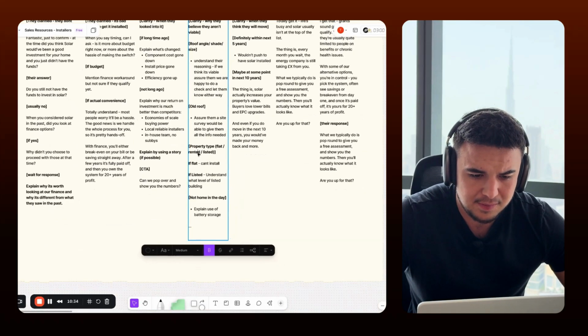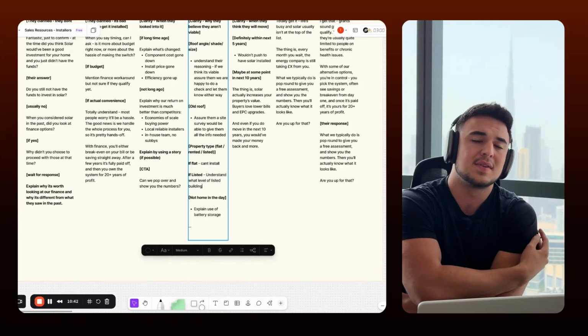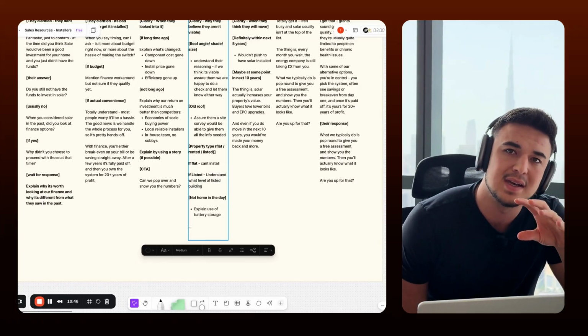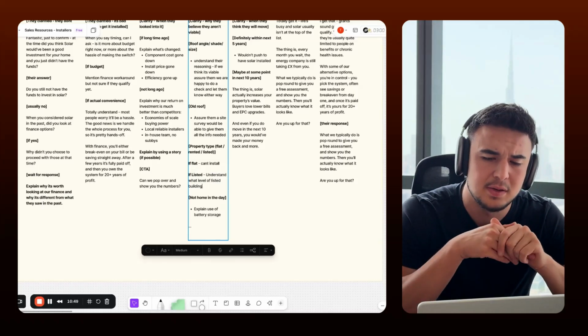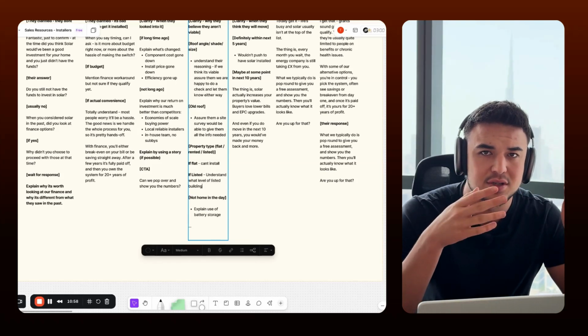Say, for example, it's a flat or a listed building. Obviously if it's a flat, you can't install. But if it's a listed building, then understand what level of listed building it is. I think with the lower grades of listed building, or the less severe grades, you actually can get solar installed. So that might just be a little bit of a perception shift for them.